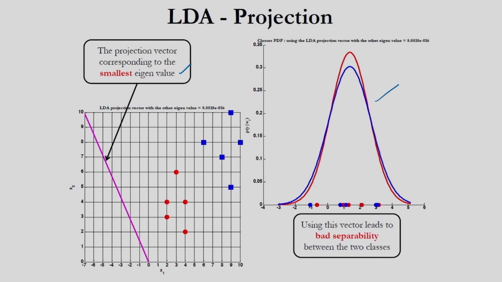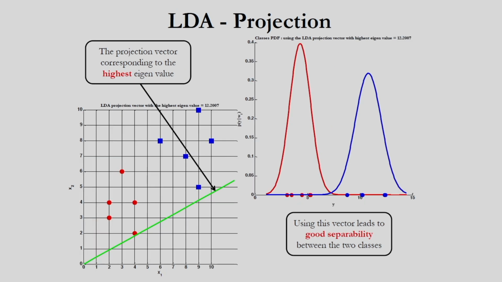And here you can see corresponding to the smallest eigenvalue, the separation between the 2 classes is not maximum, it is overlapping of the PDF of the classes. That is the bad separability. But if I consider the highest eigenvalue and corresponding to this I can determine the projection direction, in this case you can get the good separability between the classes. You can see I am showing the PDF of the classes, and you can find the good separability between the classes corresponding to the highest eigenvalue.